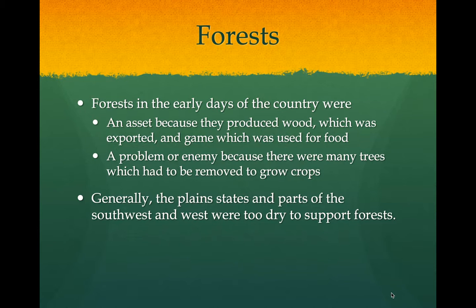The plain states are the plain states because they really just couldn't support a whole lot of trees. And so that's why you have a lot of the cropland that you have in the middle part of the United States, because instead of removing the trees to plant crops, they just planted the crops where it was readily available. So a lot of the way that we do things agriculturally in this country has to do with climate, and forests are a big part of that.